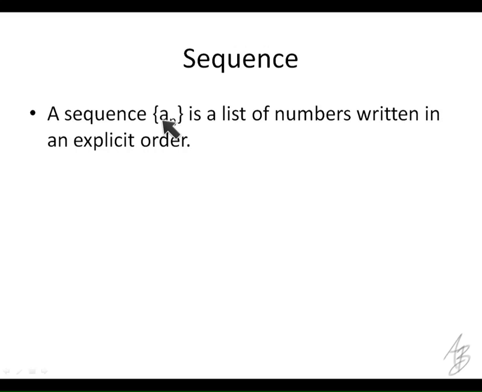So a sequence is essentially just a list of numbers. We write it like this: a sub n. Sub means subscript. So a sub n, this is the nth term in the sequence. So a sub 1 would be the first term or the first number in the sequence. A sub 2 would be the second term in the sequence. You guys have seen this notation before, right?